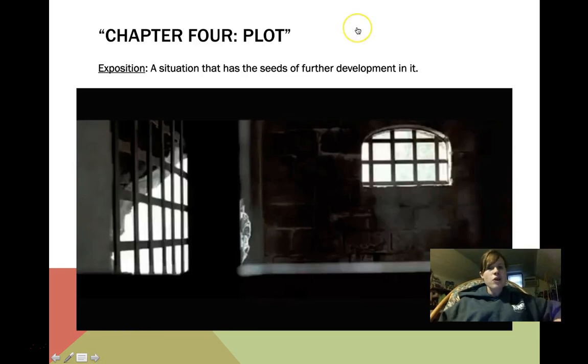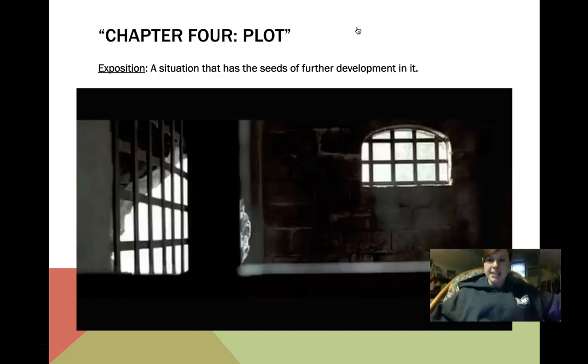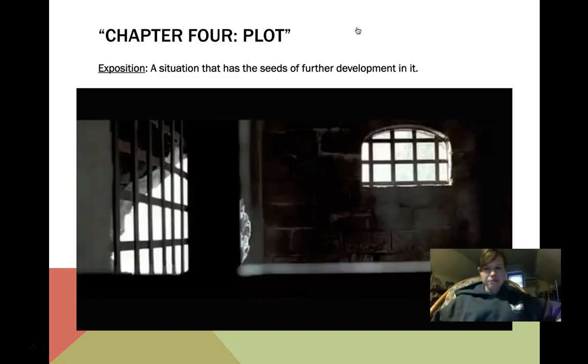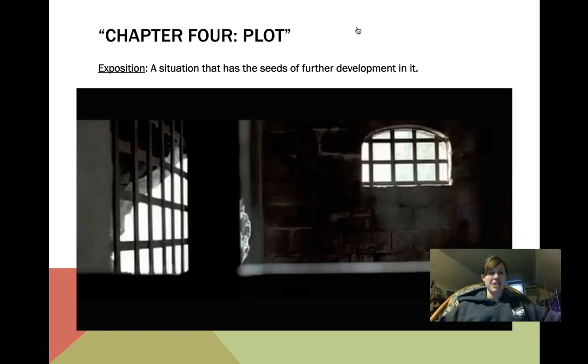So, chapter 4, the plot. It starts on page 134. And we're going to watch this scene in this video. And the very first term that we really get with plot is exposition. And exposition is a piece of information or pieces of information that the audience needs to know about the world that this story is taking place in.